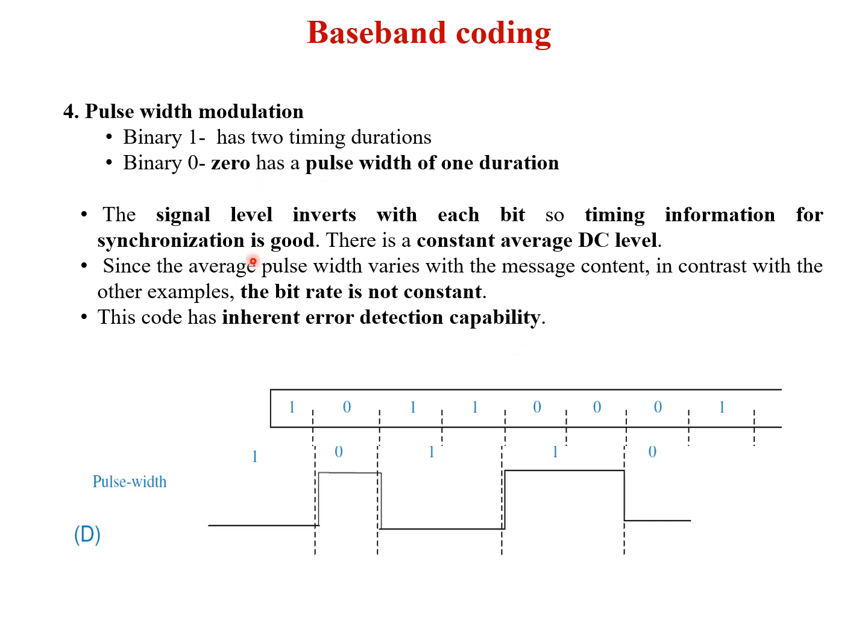Here the signal level inverts with each bit. If you see, the signal level inverts with each bit, 0 to 1, then 1 to 0. So the timing information for synchronization will be good. The average DC level will be constant. Since the average pulse width varies with message content, the bit rate is not constant. So this code has inherent error detection capabilities.